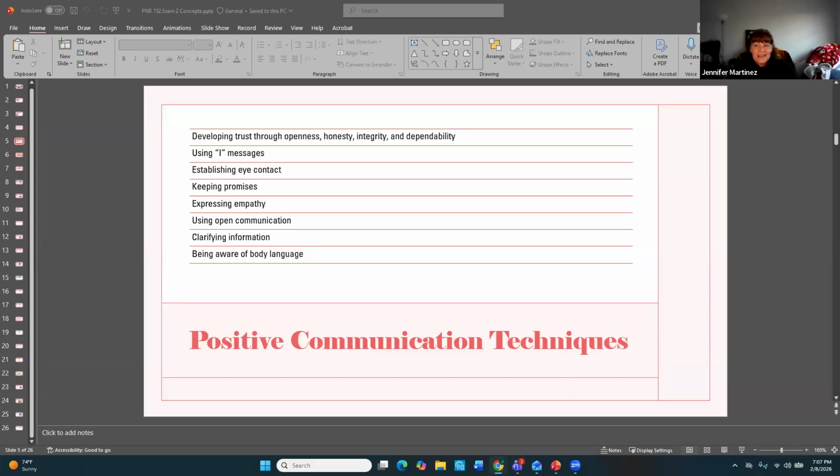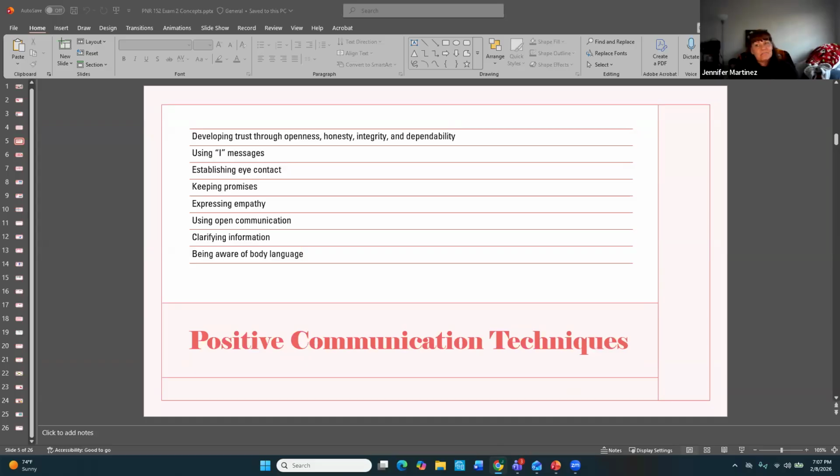Positive communication techniques: developing trust through open honesty, integrity, and dependability. We know that those are all key when we're working with our clients and trying to develop that therapeutic communication.